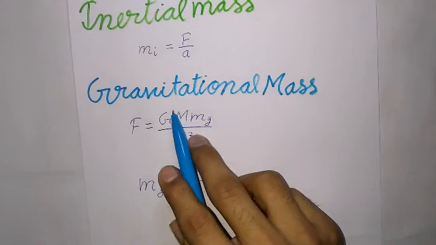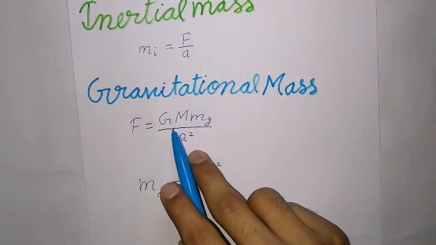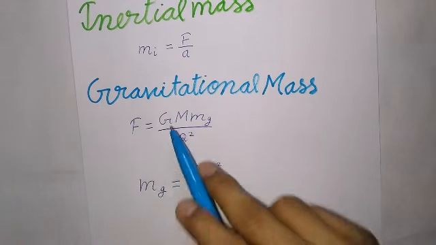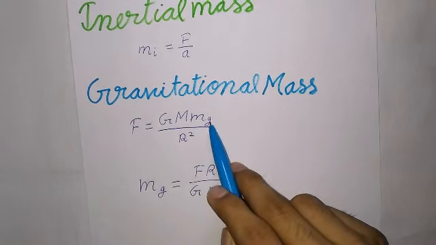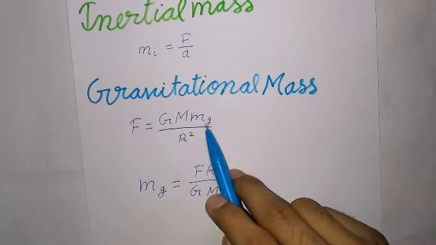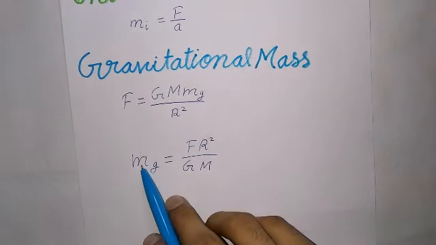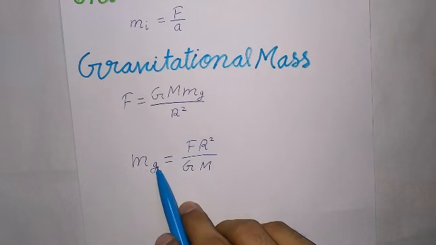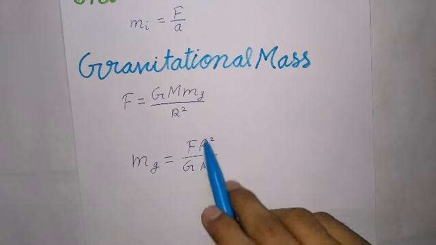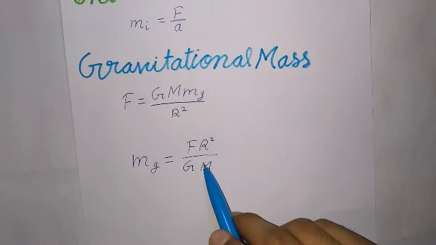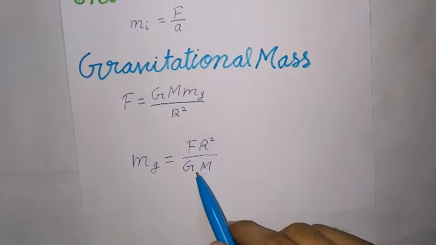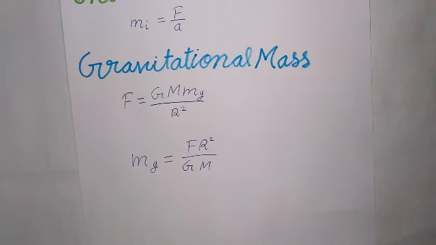Now, the last topic is gravitational mass. The mass of a body which determines the gravitational pull due to the Earth acting upon it is called the gravitational mass. On the surface of the Earth, F will be equal to GMm/R². Therefore, gravitational mass m_g will be equal to FR²/GM. Inertial mass of a body is equivalent to its gravitational mass.